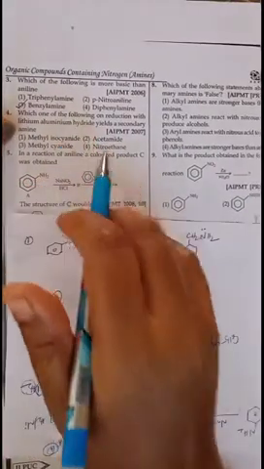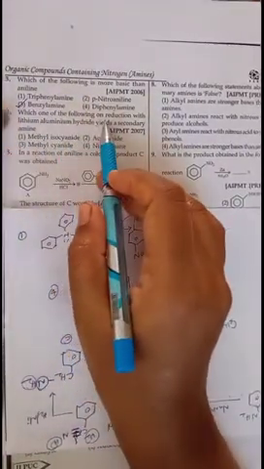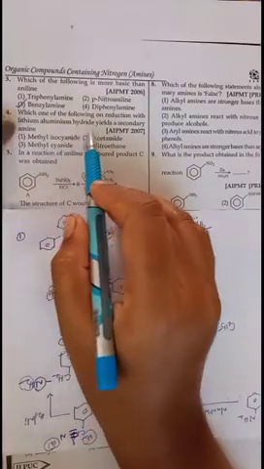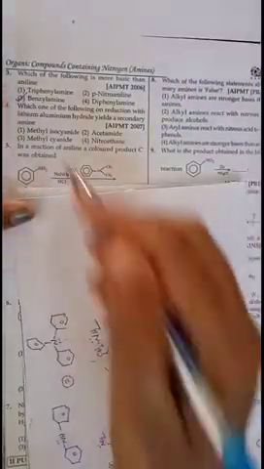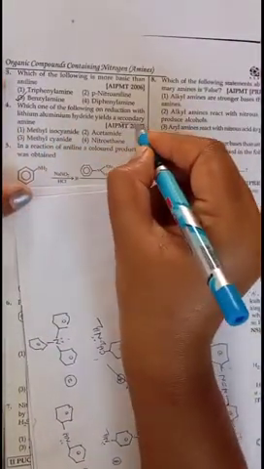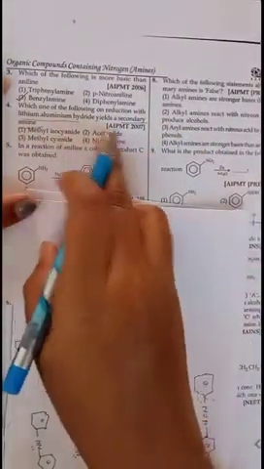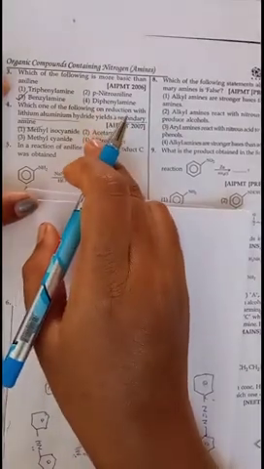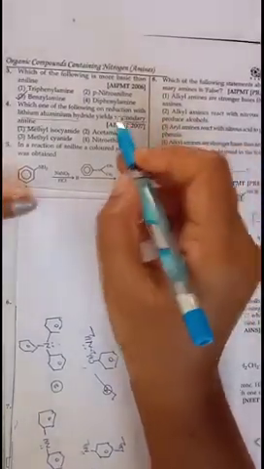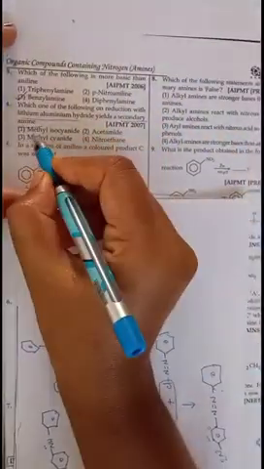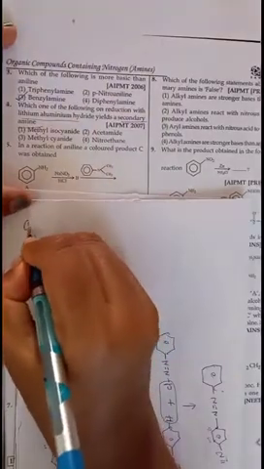Now the next bit. Which one of the following on reduction with lithium aluminum hydride yields a secondary amine? For this we want to write reactions. We want to prepare a secondary amine on reduction with lithium aluminum hydride. They have given 4 options. Which among the following will give a secondary amine as the product on reduction? So first write down the first option.